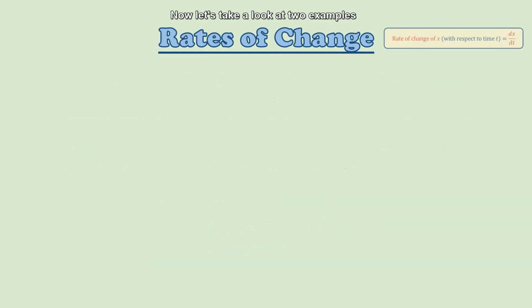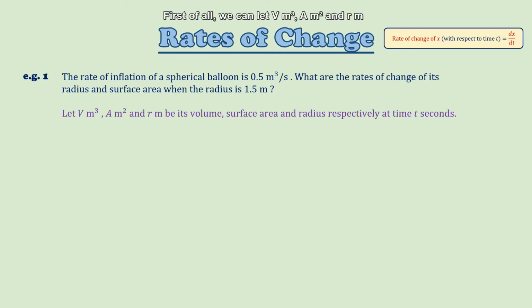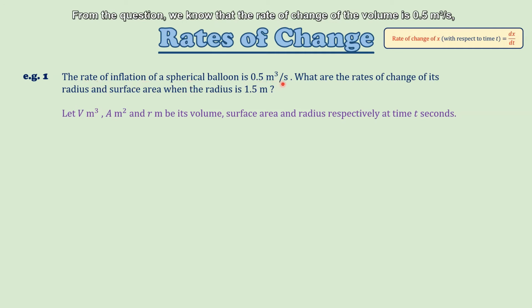Now let's take a look at two examples and see how we can find the rate of change by differentiation. In the first example, we know that the rate of inflation of a spherical balloon is 0.5 meter cubed per second. So what should be the rate of change of its radius and surface area when the radius is 1.5 meters? First of all, we can let V meter cubed, A meter squared, and r meters be its volume, surface area, and radius respectively at time t seconds. From the question, we know that the rate of change of the volume is 0.5 meter cubed per second.